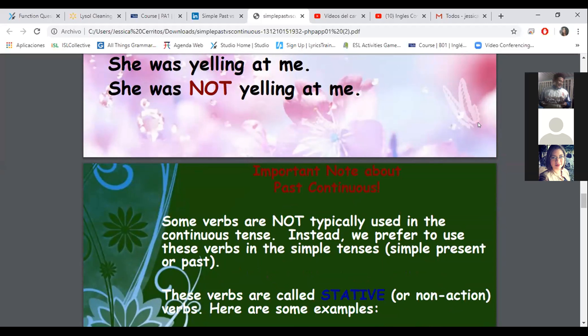Important note about past continuous. Some verbs are not typically used in the continuous tense. Instead, we prefer to use these verbs in the simple tense. Okay. Simple present or past. Very good.